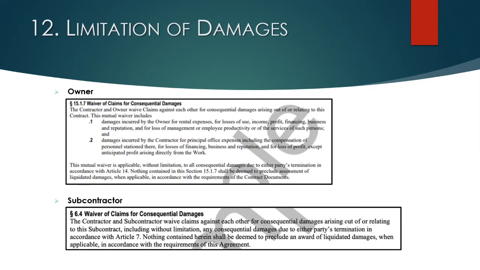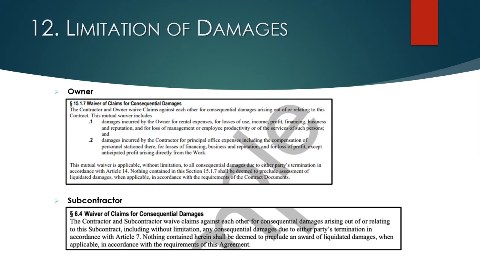This is a sample of provisions from AIA contract documents that talk about mutual waiver of consequential damages. It's a mutual waiver, both parties, whether it's the owner and the general contractor in the prime contract scenario or general contractor and subcontractor. The purpose of this is to have a mutual waiver of consequential damages by both sides.